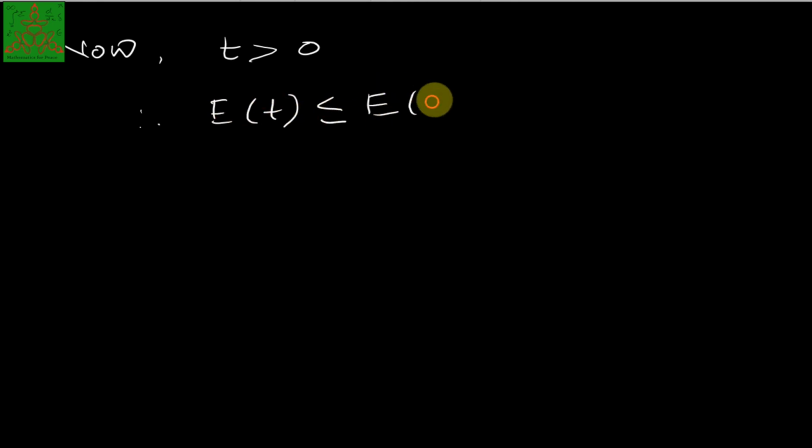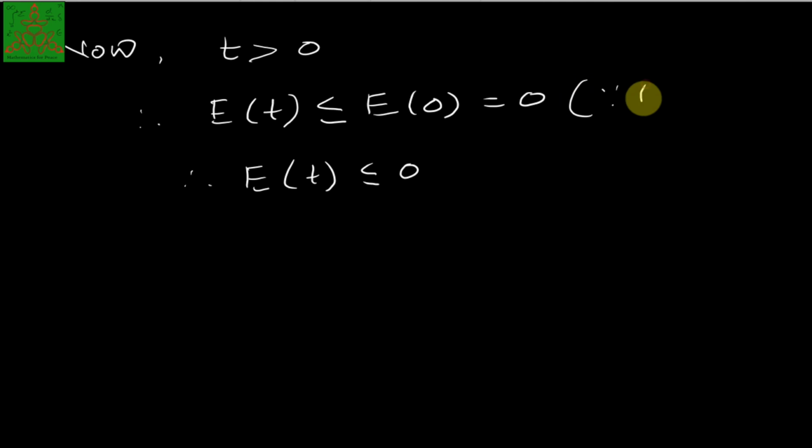Now we have t greater than 0. Since the function E is decreasing, E of t is less than or equal to E of 0. But E of 0 is 0. So therefore E of t is less than or equal to 0. This is because E is a decreasing function. So E of t is less than or equal to 0 for every t greater than 0.